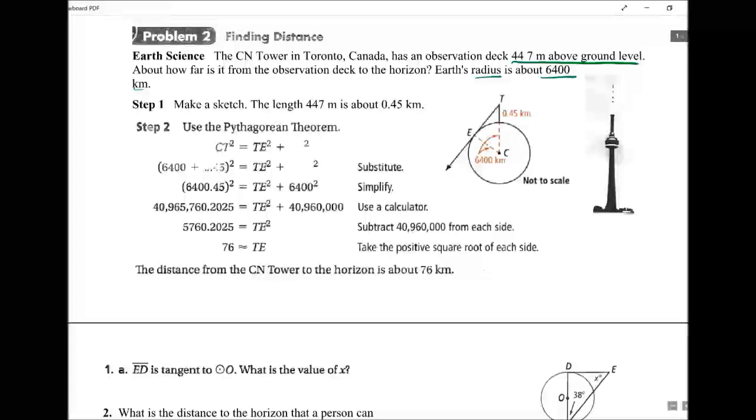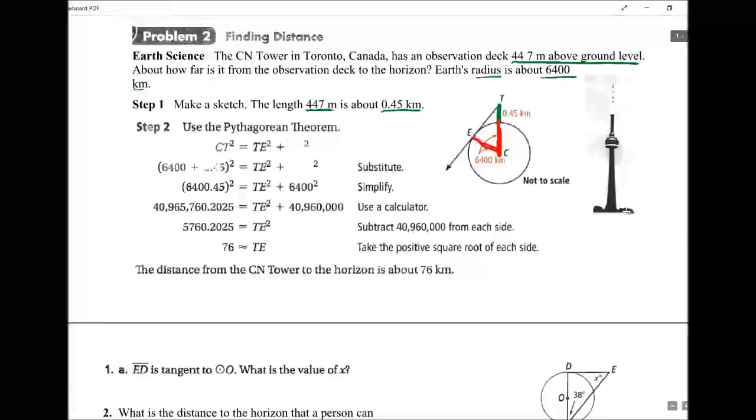And our radius of the Earth is in kilometers, but the height of our observation deck is in meters. So we want to change our meters to kilometers. Now you could keep it at 0.447 if you'd like. That would be a little more accurate. So we draw, there's our tower there. And we are told that the radius of the Earth is 6,400 kilometers, and this is also a radius.